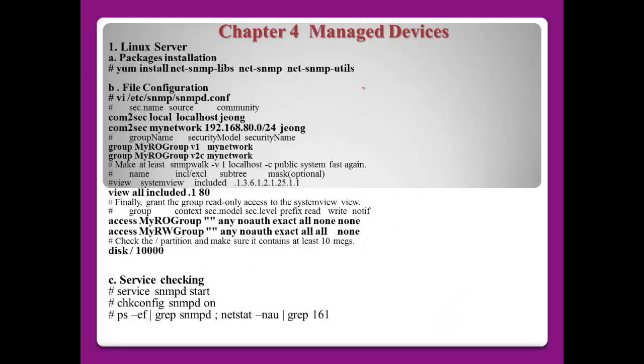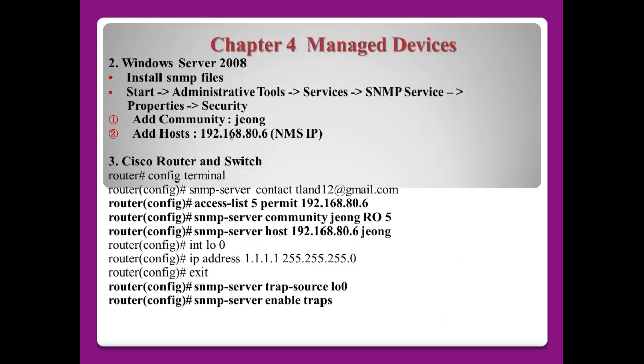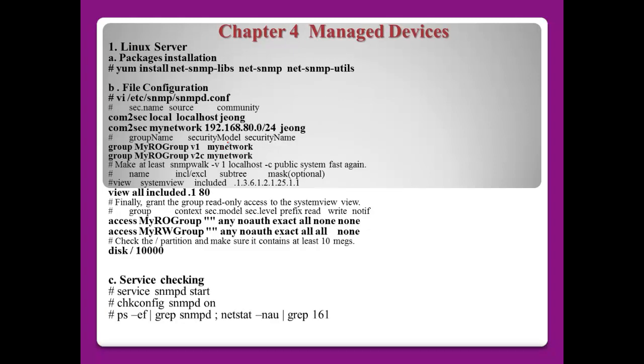Okay, chapter 4, managed device. First one, Linux server. Here there are the three kinds: Linux server, Windows server, and Cisco router. So first, let's set up the Linux server. As a managed device, the Linux server needs to install this kind of packages, net-snmp, library, and utils. And after that, open the main configuration file here, snmpd.conf.